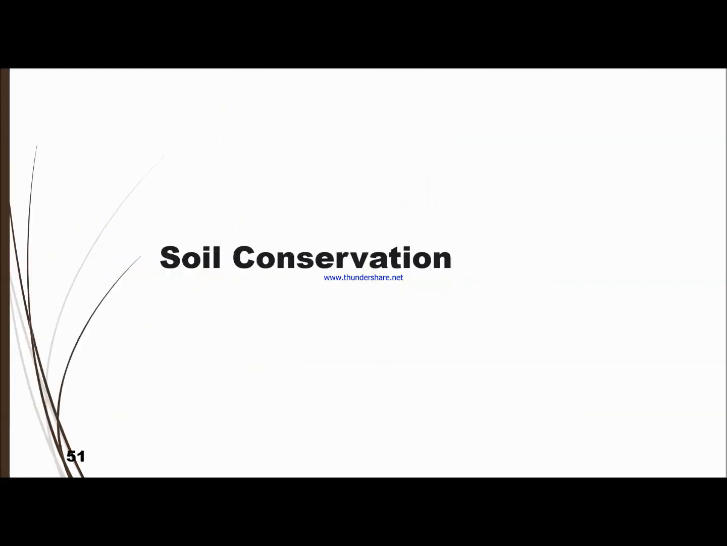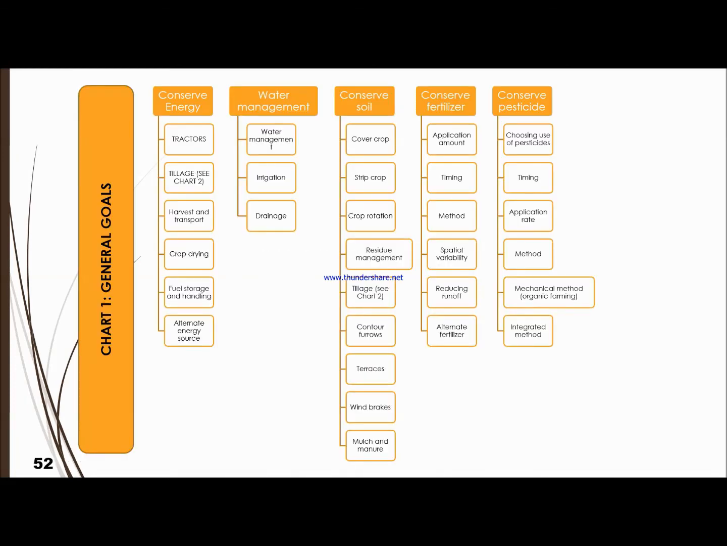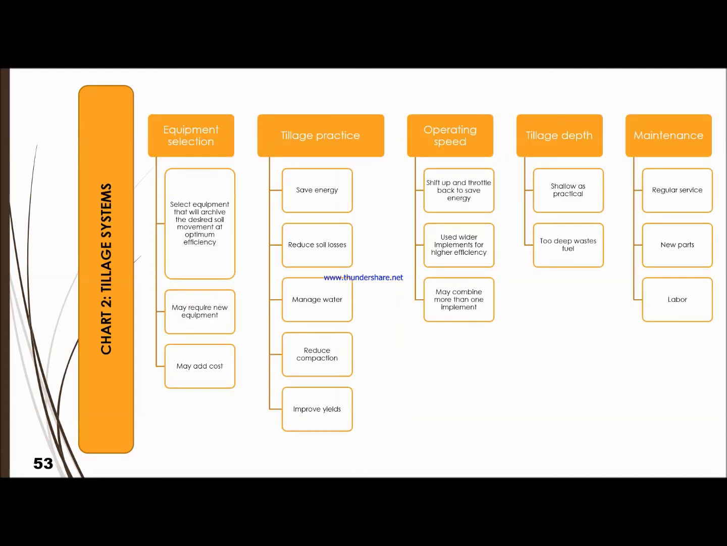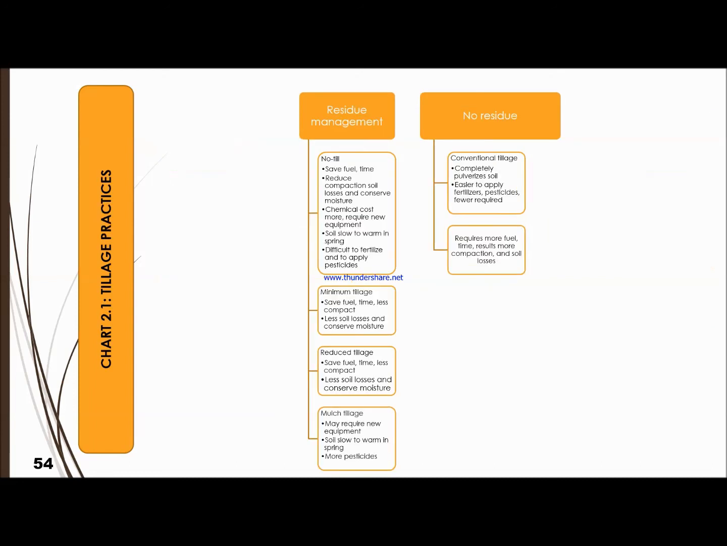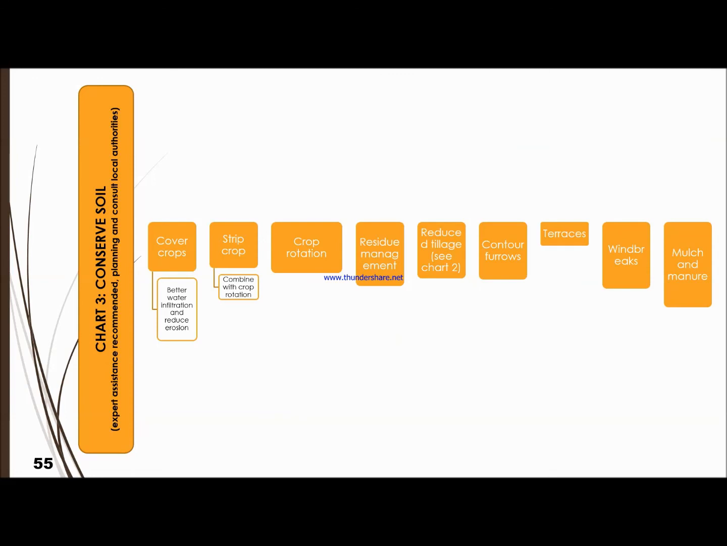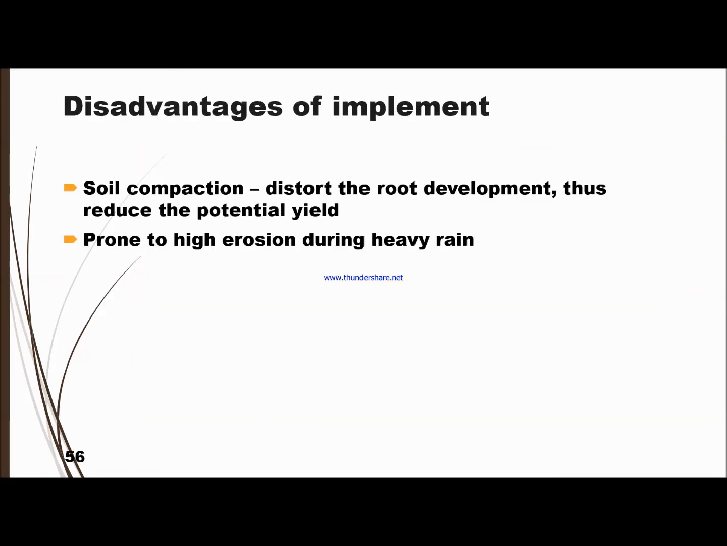What will be the maximum weight of the implement that can be carried at the back? Okay, so now we move on to soil conservation. This is basically a general goal of conservation. I think you can do it by yourself, so I don't want to go through it in detail. Again, this is a tillage system, basically towards sustainable application. This one you can also take a look at in the lecture notes.